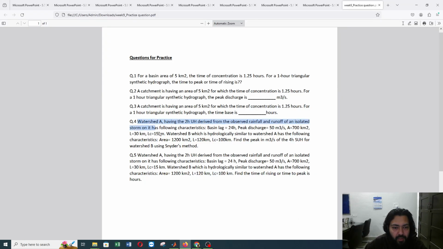Now we can see the next questions, question number 4 and question number 5. Both of these questions are based on Snyder's synthetic unit hydrograph, right? We have already seen an example of Snyder's synthetic unit hydrograph, so using that example we can solve questions 4 and 5. Let us solve question 4. They say watershed A has a 2-hour unit hydrograph derived from the observed rainfall and runoff of an isolated storm, with the following characteristics.